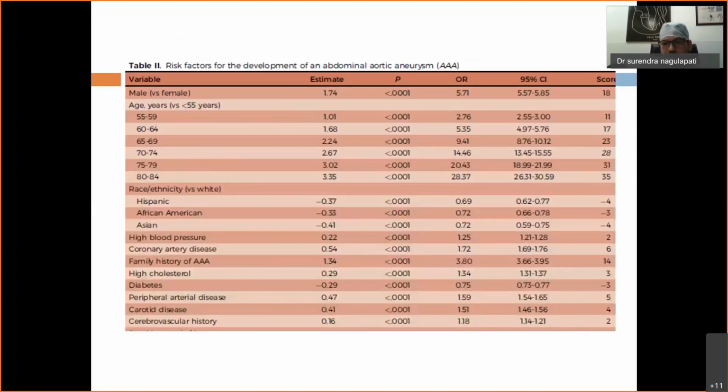This is a slide taken from the SVS guideline showing how much the risk of developing aneurysm increases with age. In the age group of 55 to 59, it is around 11, and in the 80 to 84 group, it is 35. As compared by race, as I told earlier, Hispanic, African American, and Asian have a negative predictive value. High blood pressure, coronary artery disease, family history, high cholesterol, diabetes, and peripheral arterial disease carry a higher chance of getting abdominal aortic aneurysm.